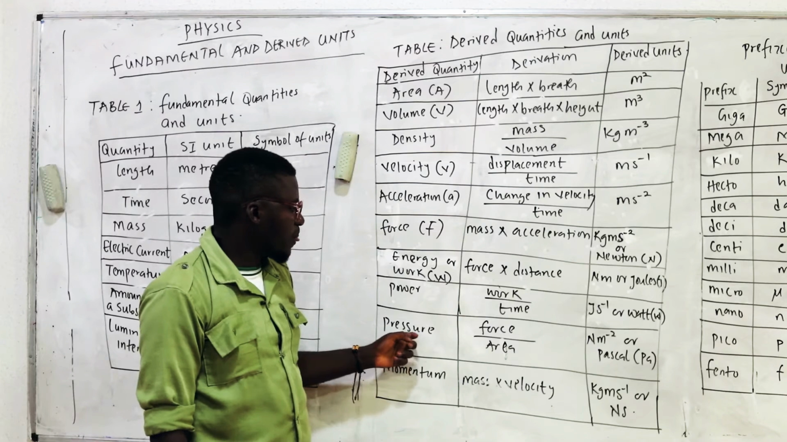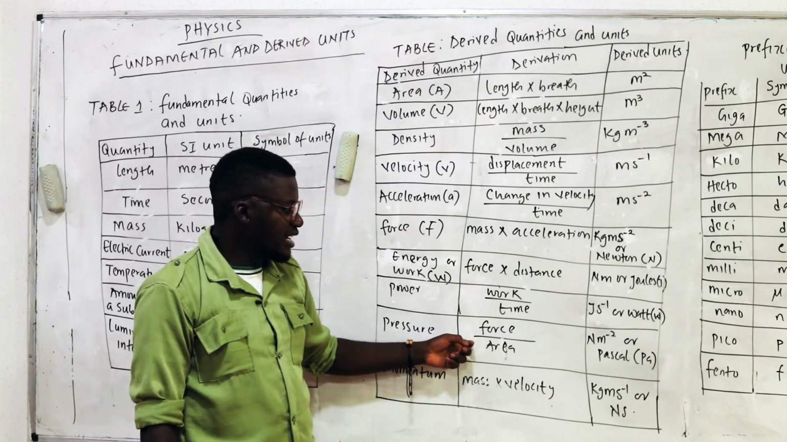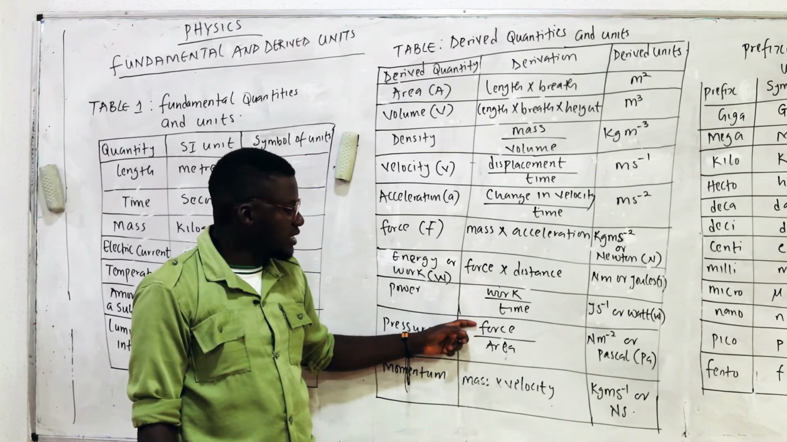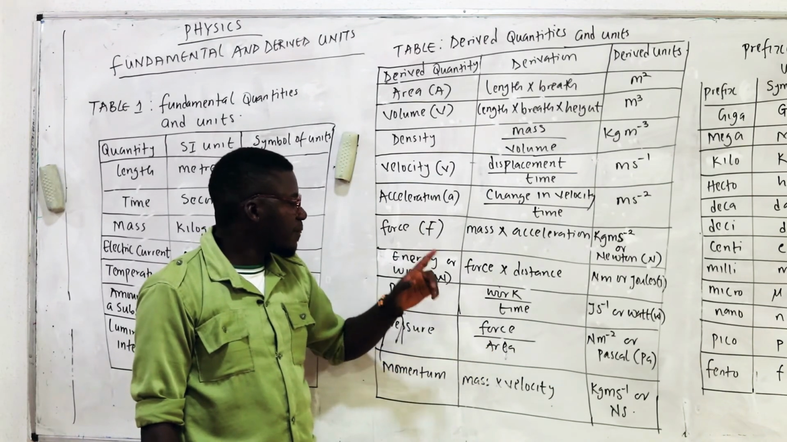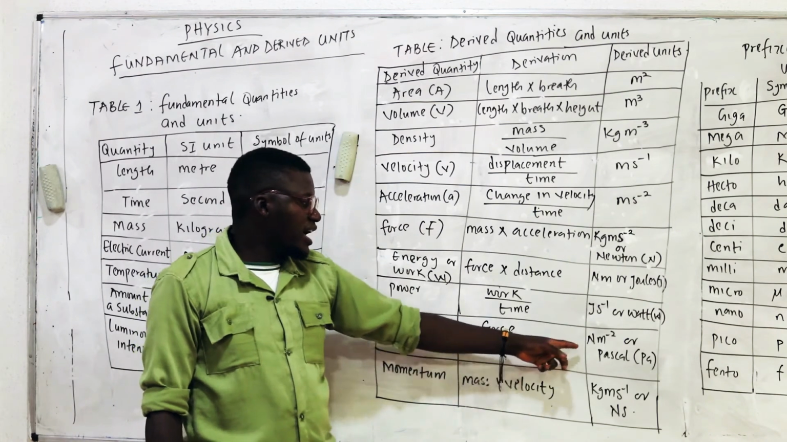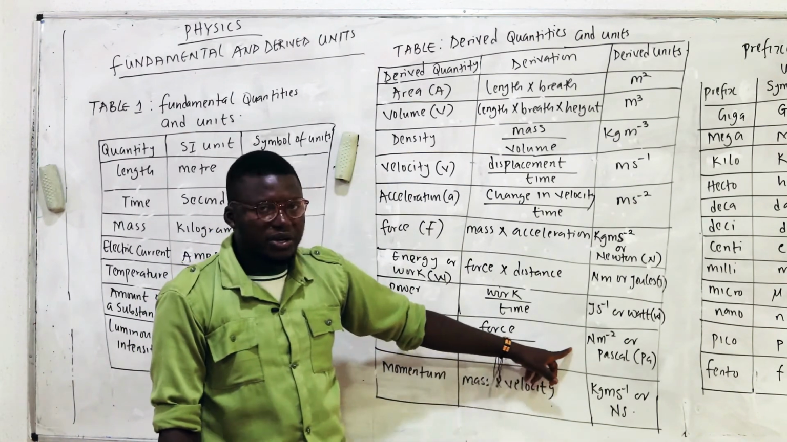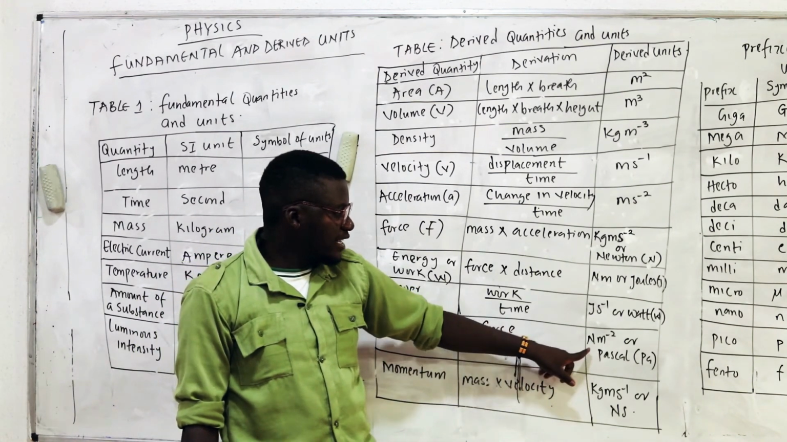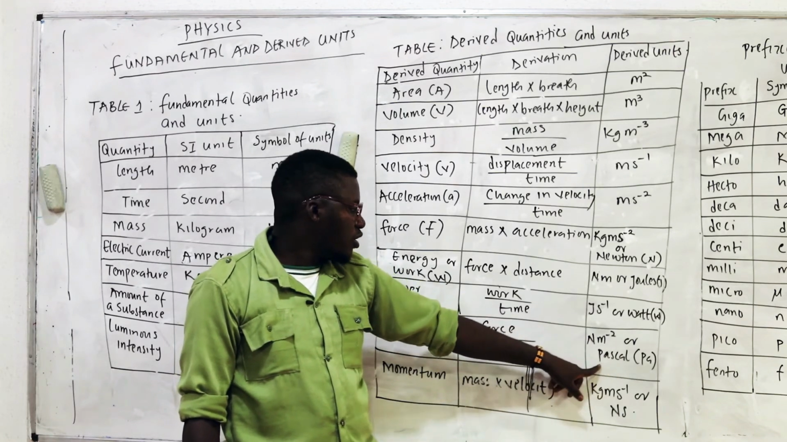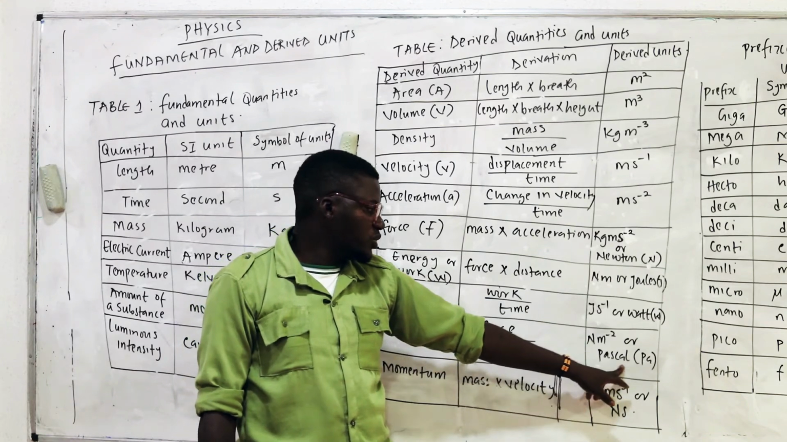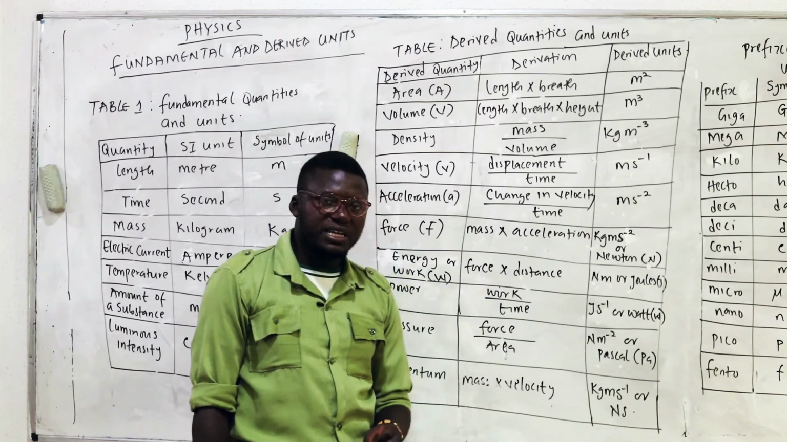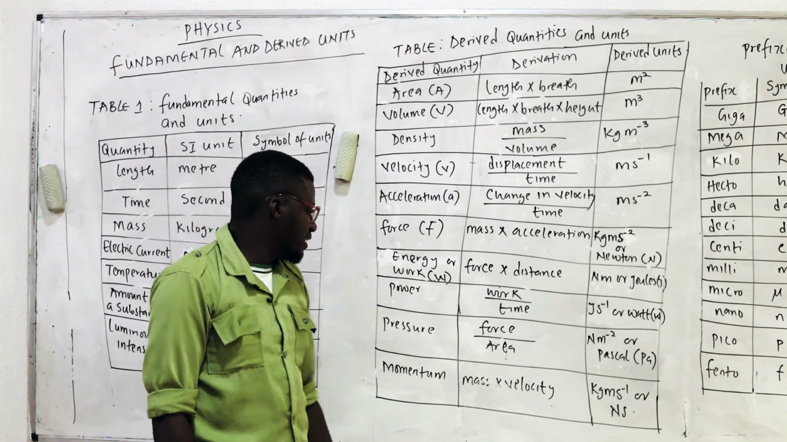I move to pressure. Pressure is simply force over area. My force is given in Newton, while my area is given in meter square. So I'll have Newton divided by meter square. My unit becomes Newton per meter square, or the collective name is given as Pascal, which is denoted using Pa, that's capital P and small letter a.